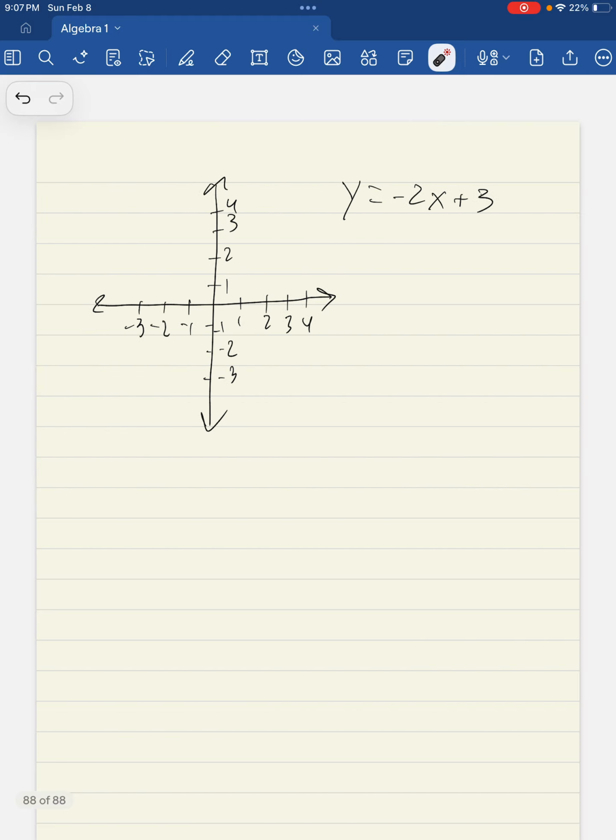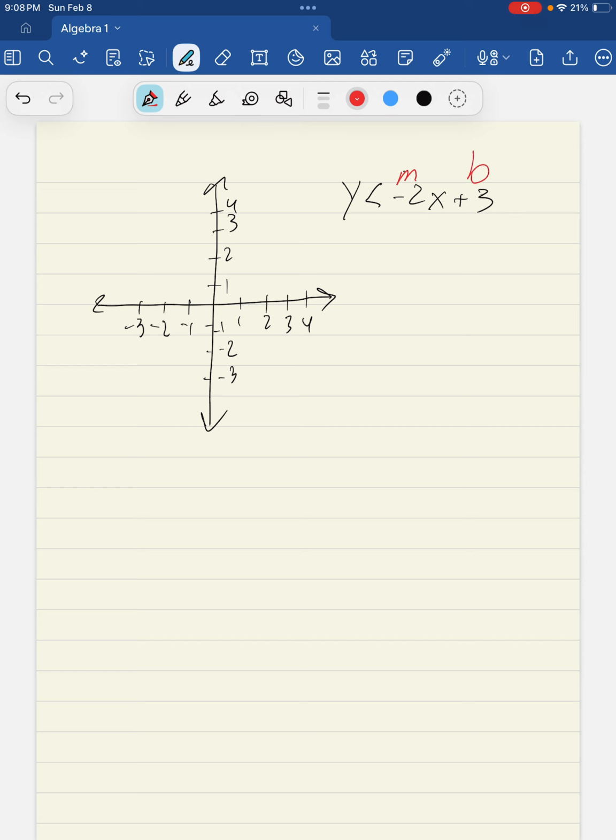Let me do one with you guys. Oh my, I put an equal sign. Let's do a less than. Here we go. So we've got y is less than negative 2x plus 3. I'm going to do that in red so you can see it better. We're going to put an m above the slope and a b above the y-intercept.